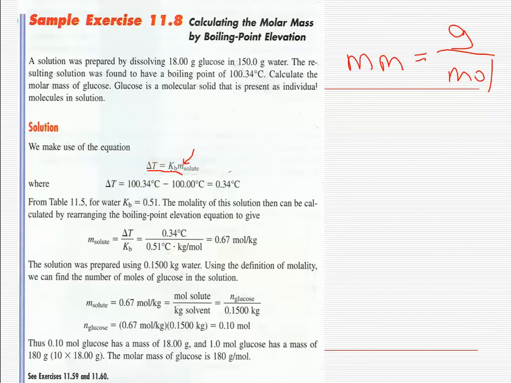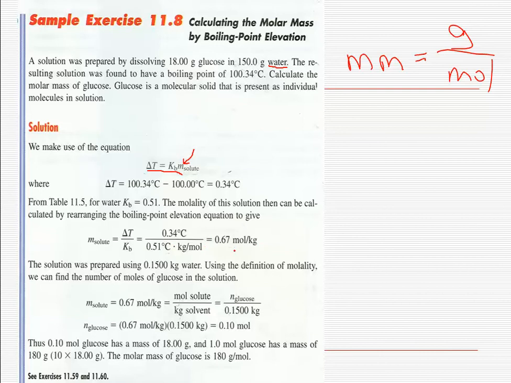Kb, you go back to that previous chart I was telling you, and you look up the Kb value for water. Okay, and that happens to be this 0.51 degrees Celsius kilogram per mole, and that unit is in there because of our molality unit. All right, and we're going to plug those numbers in, the 0.34 in here, put that Kb value in, and we're going to solve for molality, and that's what they've done here. Okay, they've just rearranged the equation, and here's our molality.